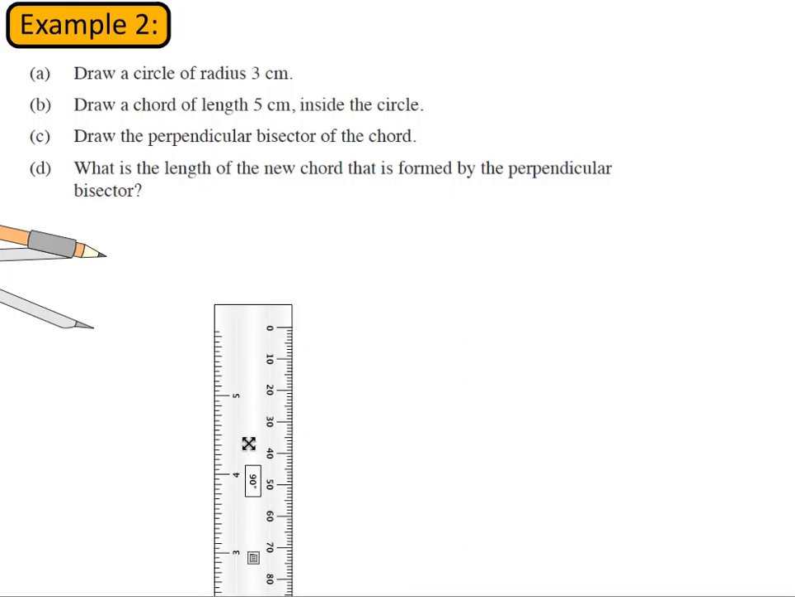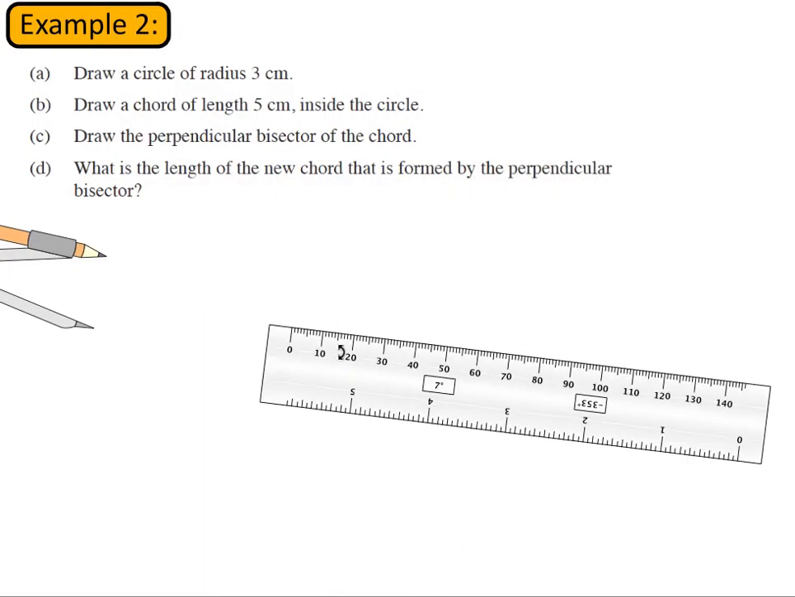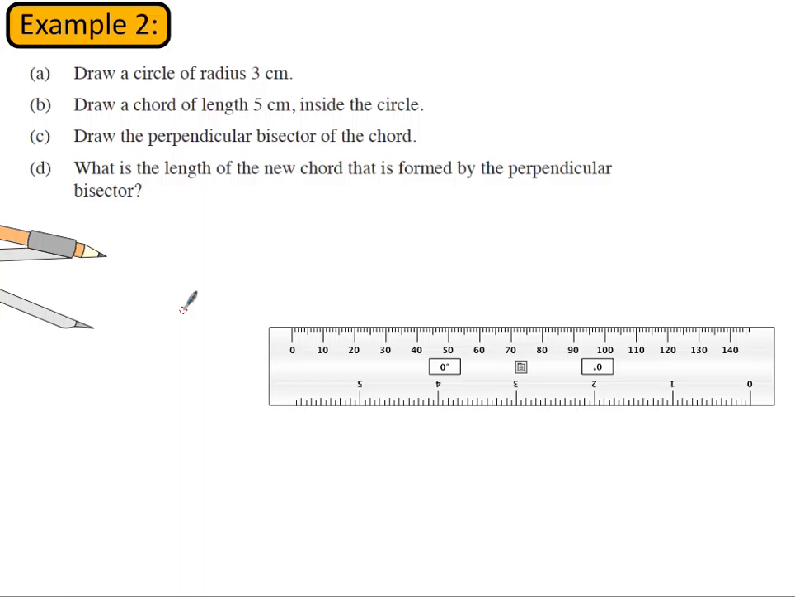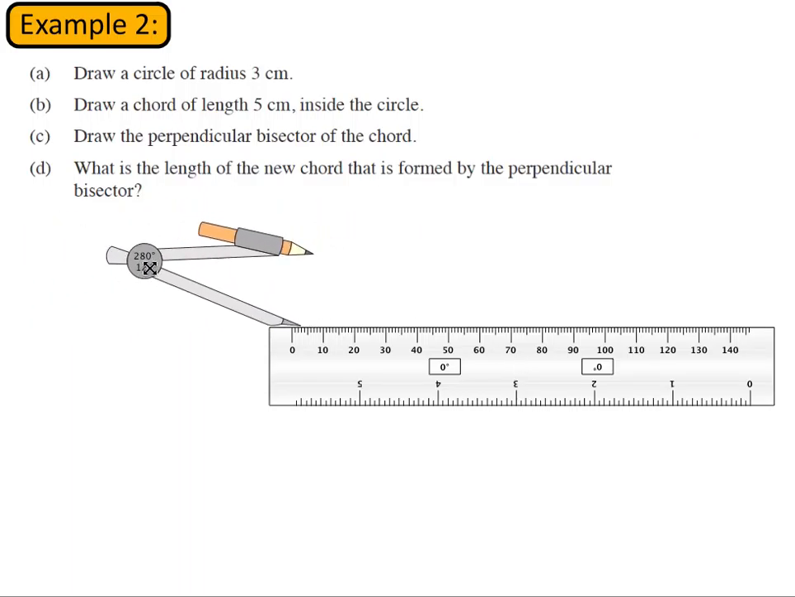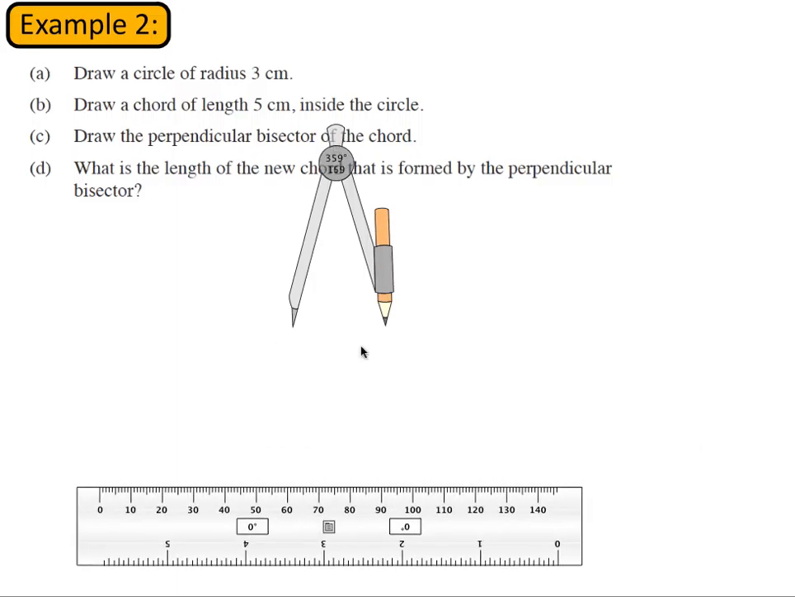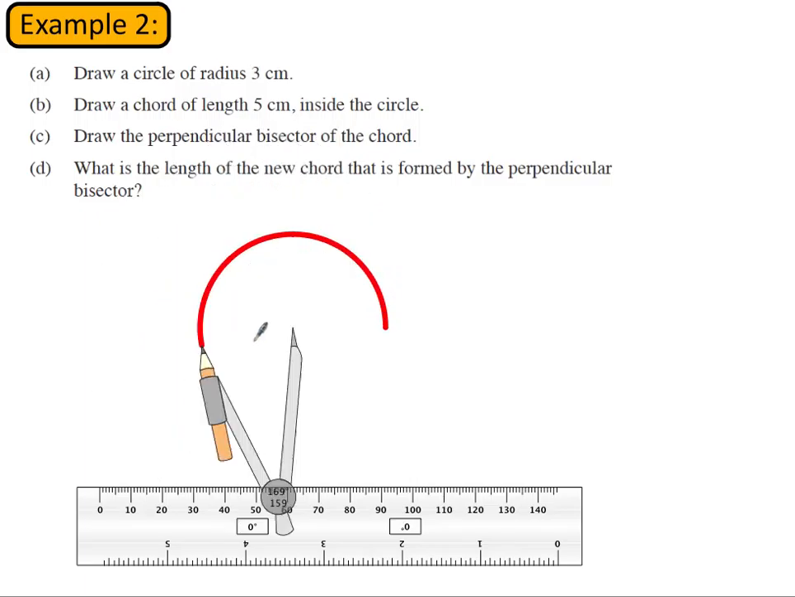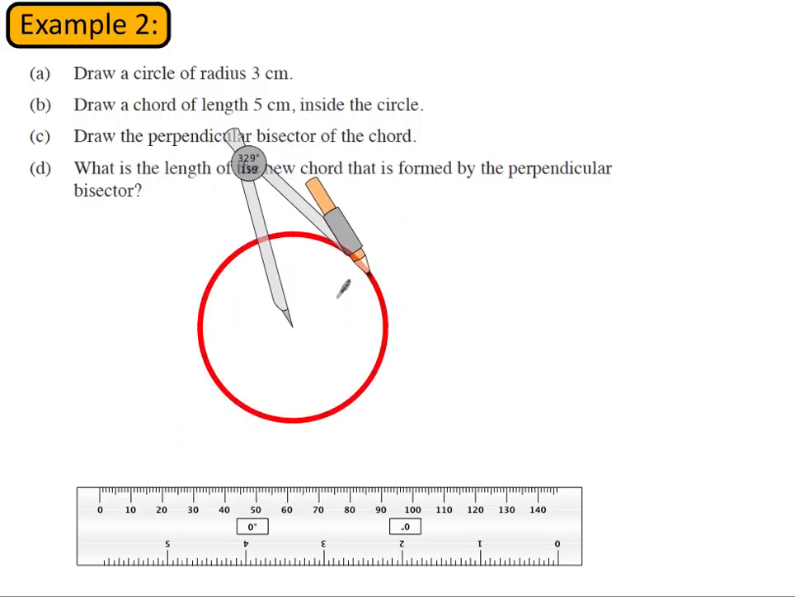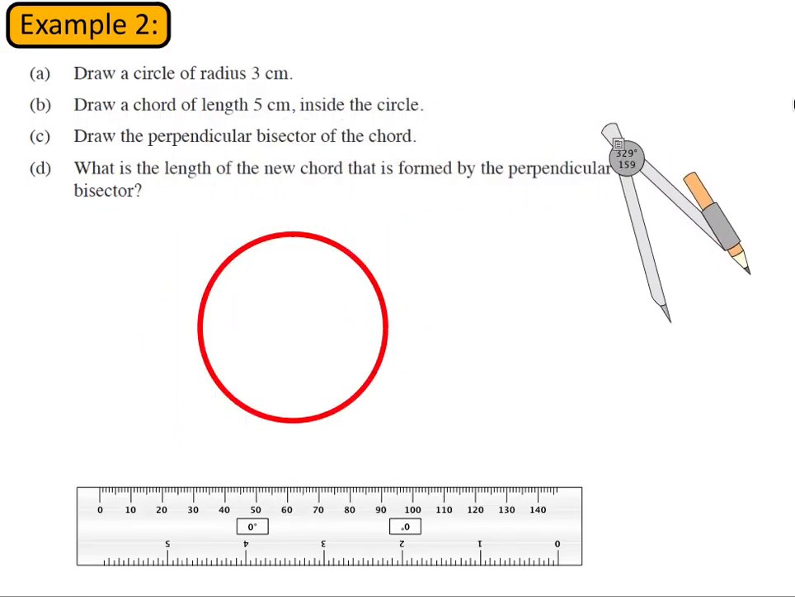We're going to this time draw a circle which has a radius of 3. So this time we'll get our compass again and we will set it to 3. So put the point of it on 0 and adjust it so that we have 3 centimeters like that. Okay, so now we can draw the circle. There it is.